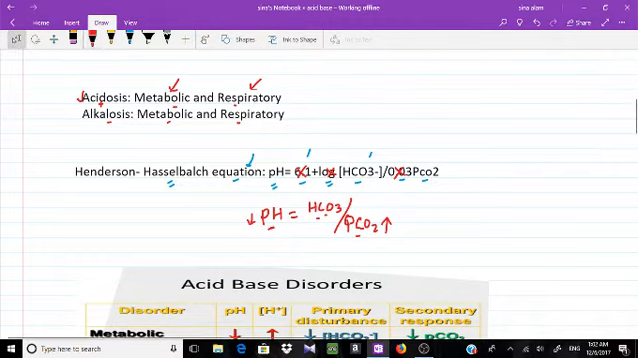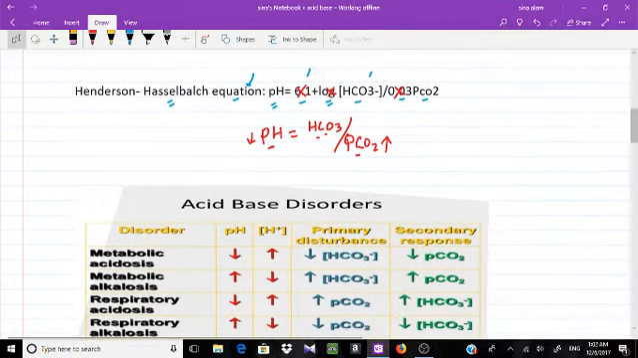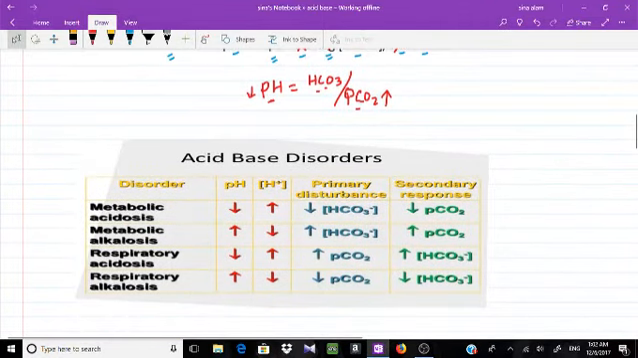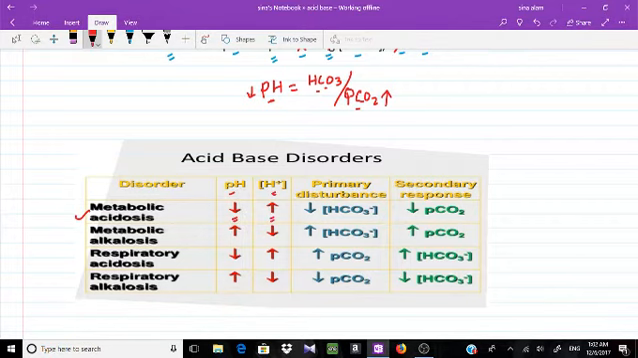So this pH change, you can get it into this table. We love tables, right? Here you can see that in metabolic acidosis, the pH is going down, right? And the H plus is going up. We know that when the H plus goes up, pH goes down. What is the primary disturbance? The primary disturbance is in the bicarbonate, because it's a metabolic problem and the bicarbonate goes down. If you bring it down, the pH will go down, right?